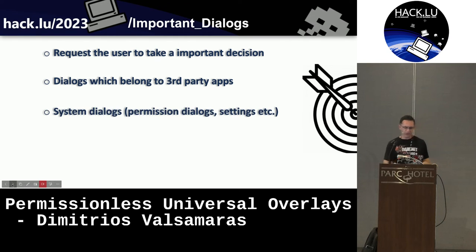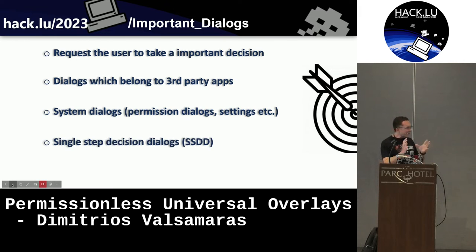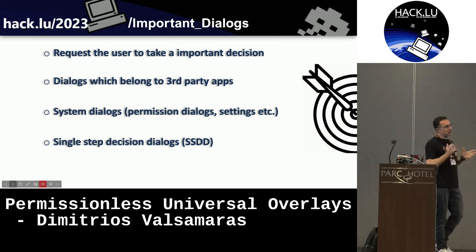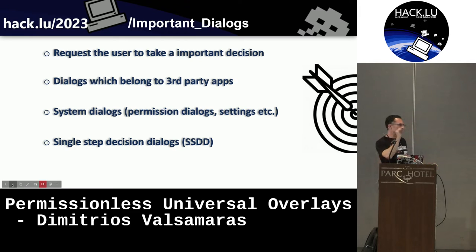When it comes to system apps, though, which is the most important in this case, I was targeting dialogues which request from the user to approve a permission to the user's SMS or call logs. So these kinds of permissions, or access to some privileged service or system settings and so on. Now, we may classify these dialogues in two main categories. Single-step decision dialogues. Simply said, a window will pop up, the user will click on it, and a decision will be made, reject or approve the request.